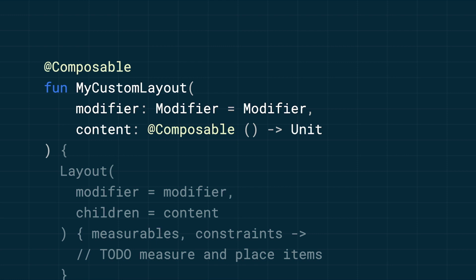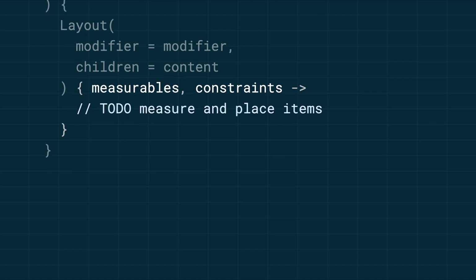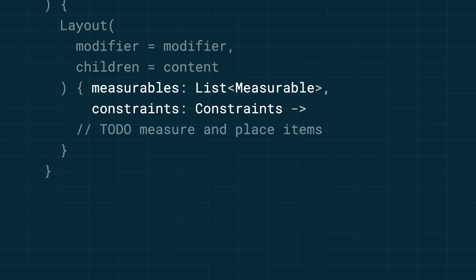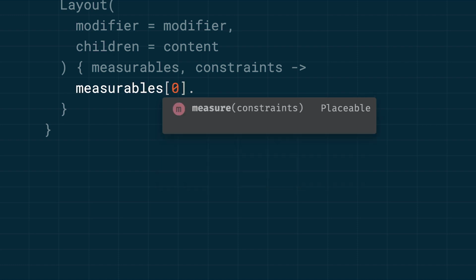Define your custom layout composable and pass the children and any modifiers onto the layout. Then, implement the measure block as a trailing lambda. We're given inputs of a list of measurable items and some incoming constraints. The constraints object is passed down from your parent telling you the minimum or maximum size you can be. Each measurable object has one main method, measure, where you measure each item with a set of constraints.